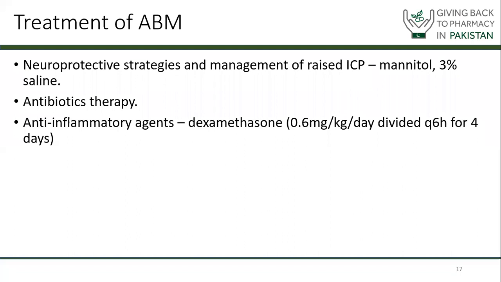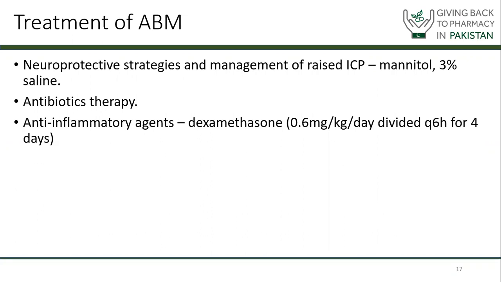ICP is raised, and that's why we have to start a neuroprotective strategy in which we usually give levetiracetam along with pyridoxine, and mannitol or 3% hypertonic saline is added to decrease the ICP. Basically, whenever hypertonic saline is given, it reduces the cerebral edema, because when the sodium level increases in the blood, it causes the flow of fluid from intracellular cells to the extracellular spaces. That reduces the cerebral edema, and as a result, ICP is decreased.